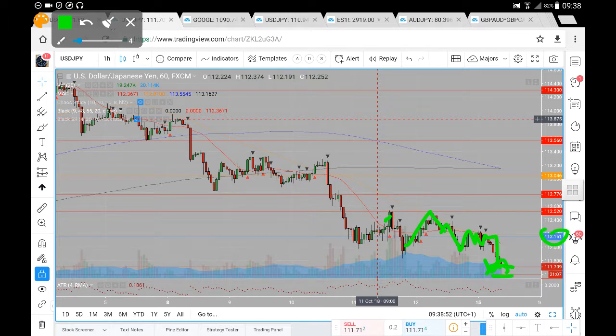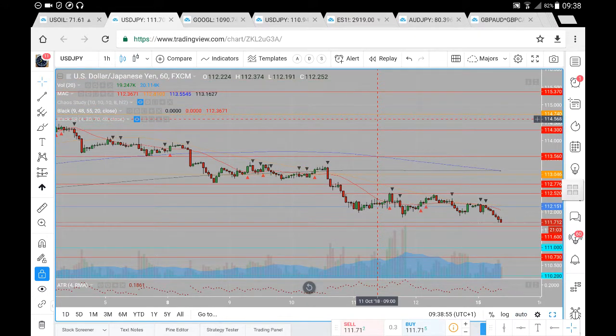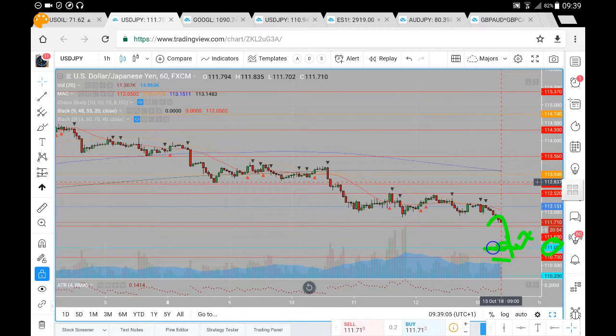So we do seem poised for a test of that 11.60. We're currently 10 pips away from that 11.60. If we can successfully navigate that 11.60 to the downside, we're targeting that 111. And if there is sufficient volatility to bring us beyond this pretty strong level of 111, we're looking at that key level in around that 10.73. Beyond that, we're looking at 10.20 here on the US dollar Japanese yen.